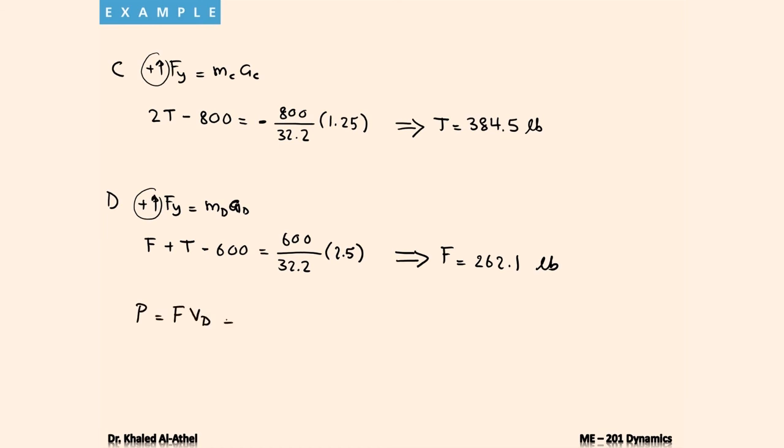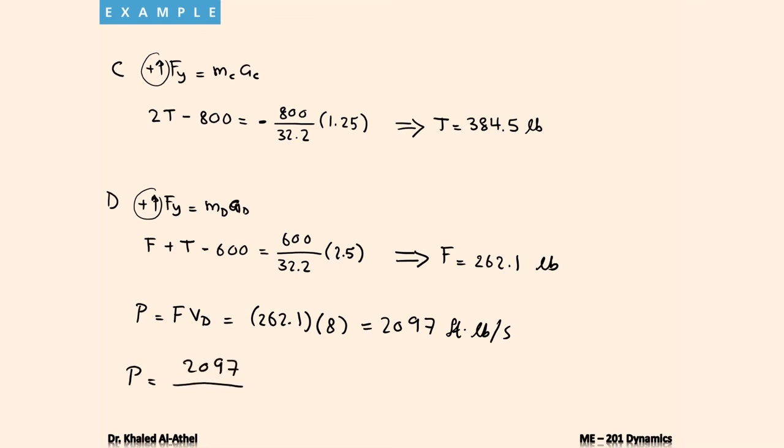And then the power will equal force times VD. So this should equal 262.1 multiplied by VD, which was given in the problem as 8, and this should equal 2097. Again, write the units as always, foot-pound per second. If you want to convert it to horsepower, it will equal 2097 divided by 550. This should give you approximately 3.81 horsepower.